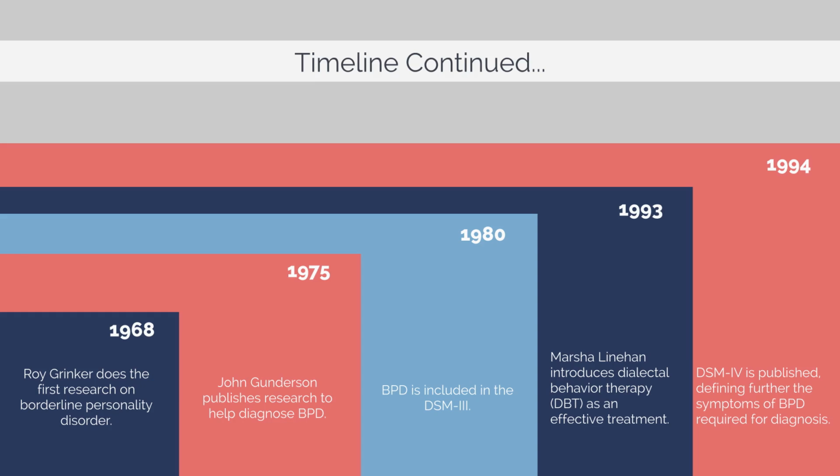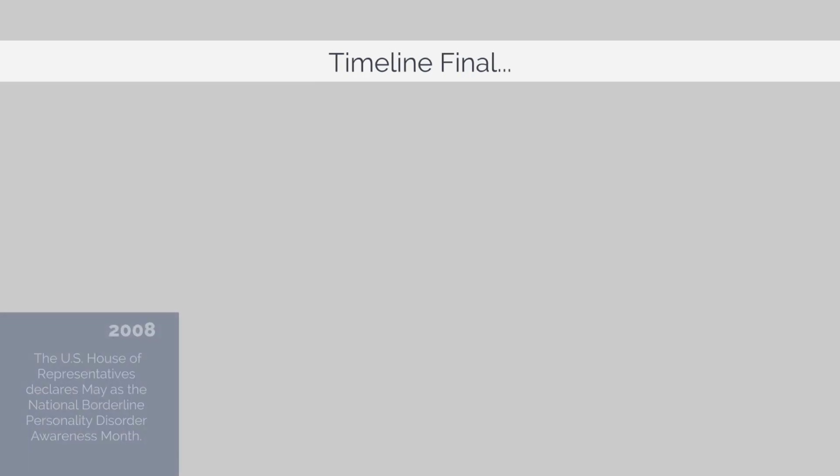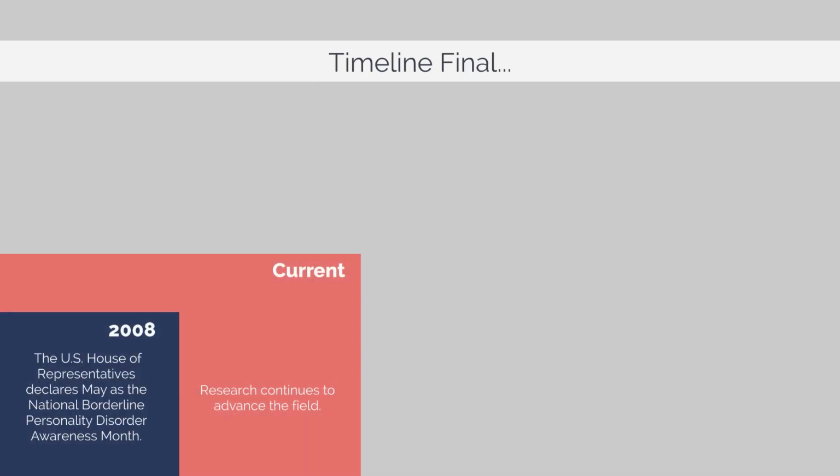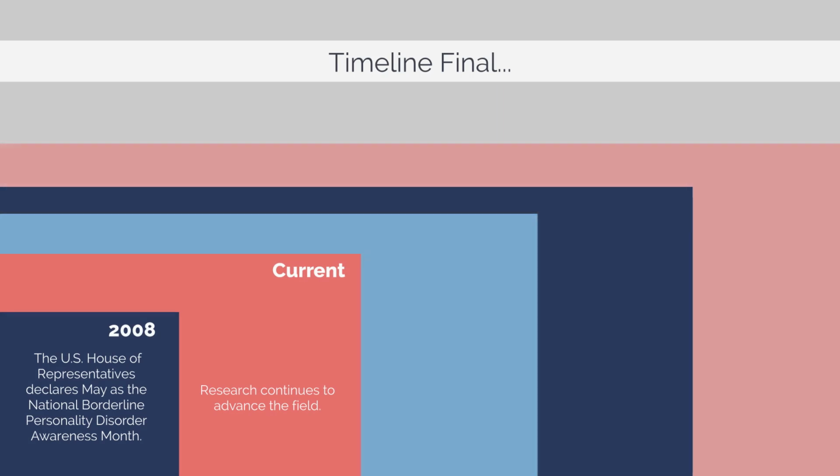1993, Marsha Linehan introduces dialectical behavior therapy, DBT, as an effective treatment. 1994, DSM-4 is published, defining further the symptoms of BPD required for diagnosis. 2008, the U.S. House of Representatives declares May as National Borderline Personality Disorder Awareness Month. Current research continues to advance the field.